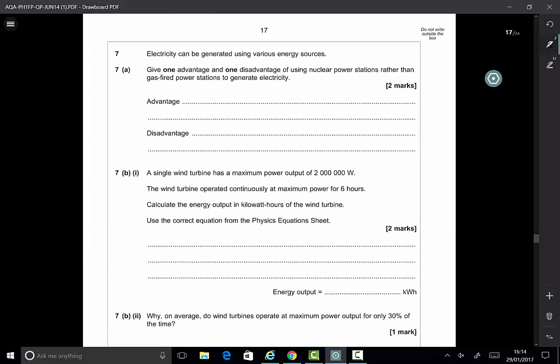Okay, question 7. Electricity can be generated using various energy sources. Give one advantage and one disadvantage of using nuclear power rather than gas power. So we've got to think about those 2 in particular. So an advantage of using nuclear power, no carbon dioxide is produced. And you don't need to write out the whole of carbon dioxide, just CO2. Make sure the 2 is small subscript underneath it. But the disadvantage of using nuclear power is it makes radioactive waste.